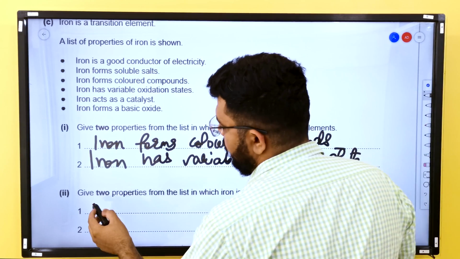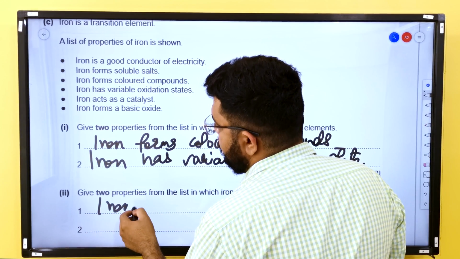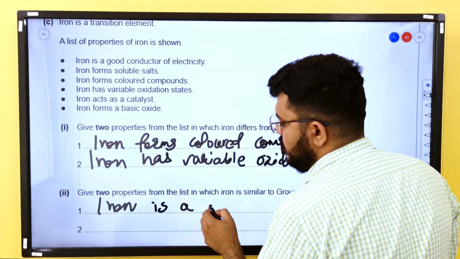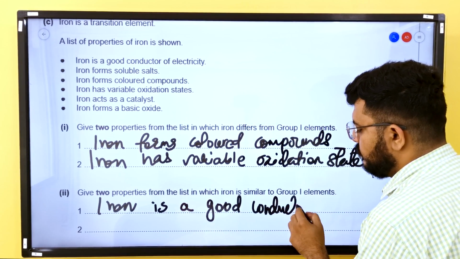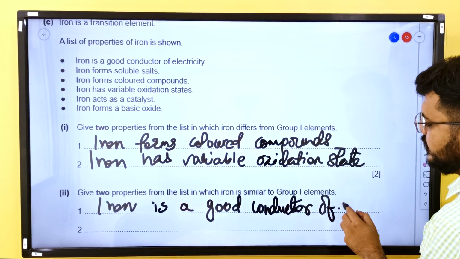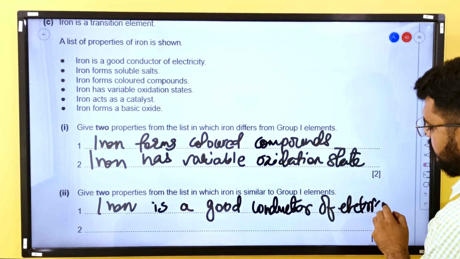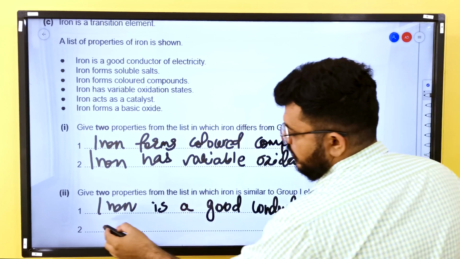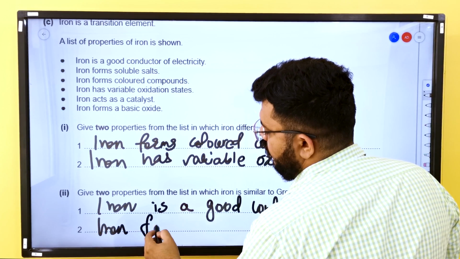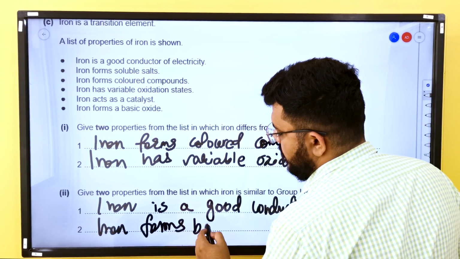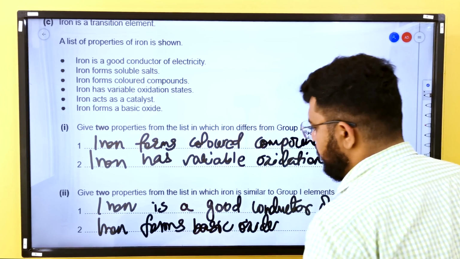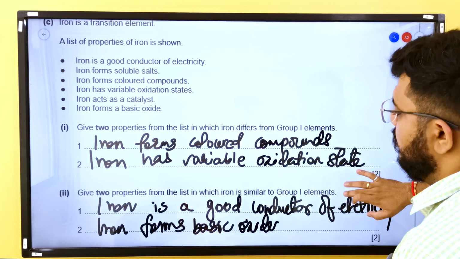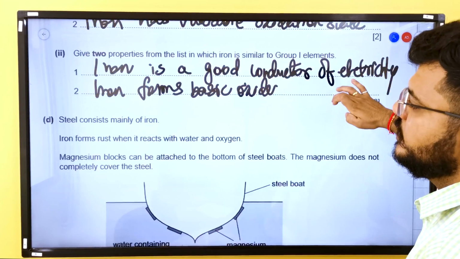Just let's copy it down. Iron is a good conductor of electricity and iron forms basic oxide. These are the two properties agreeing with the first group elements.